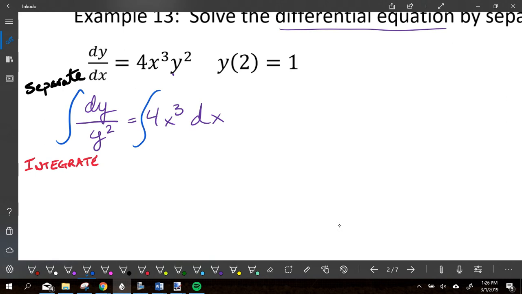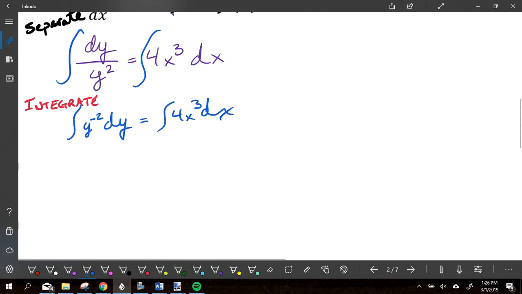That might be a little bit weird to you. I'm going to rewrite this as y over y squared. I could write that as y to the negative 2. I haven't integrated yet, I'm just rewriting. We are integrating y to the negative 2 power. So to integrate, I add 1 to the exponent, y to the negative 1, and I need to divide by my new exponent.